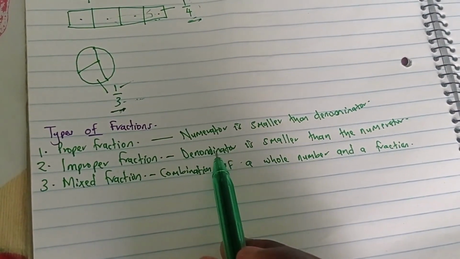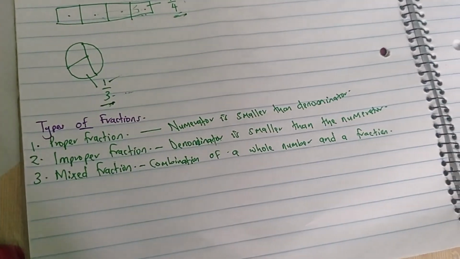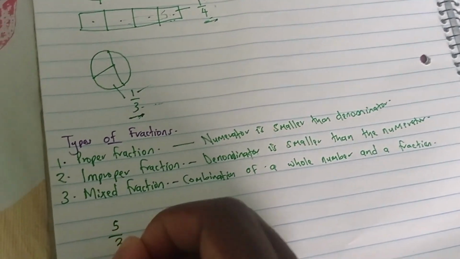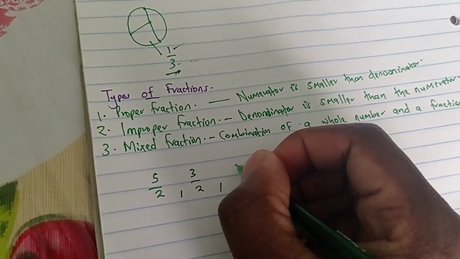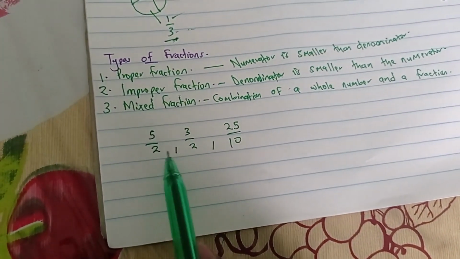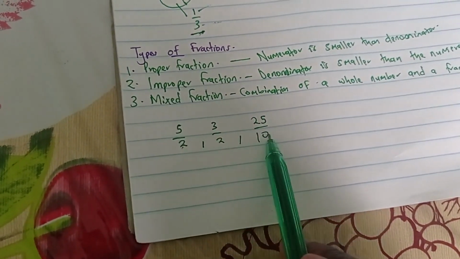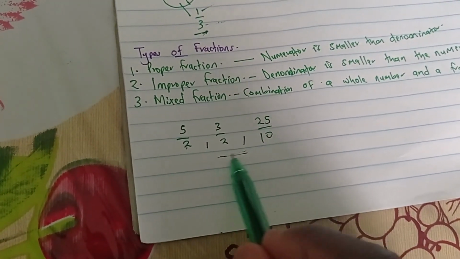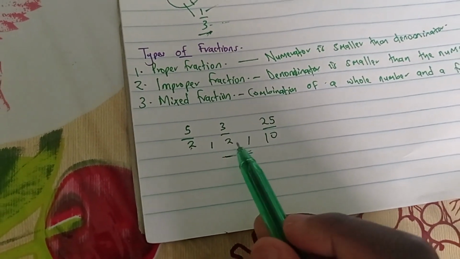An improper fraction is when the denominator is smaller than the numerator. So let's say 5 over 2, or 3 over 2, or 25 over 10. You see here, the denominator is smaller than the numerator. Same with here, same with here. So this is an improper fraction. It's not proper.